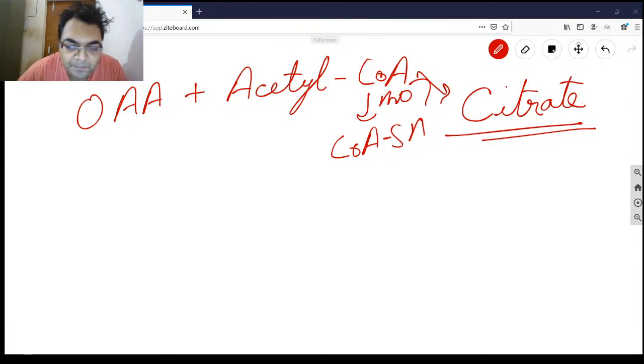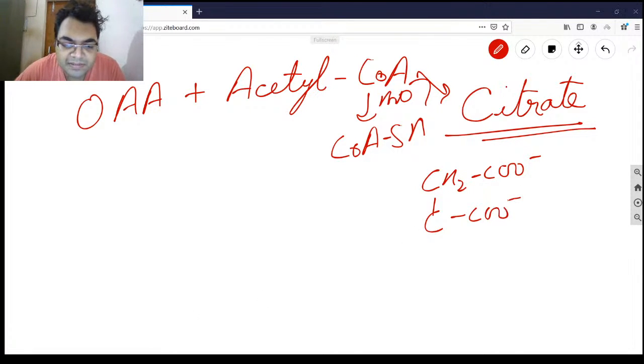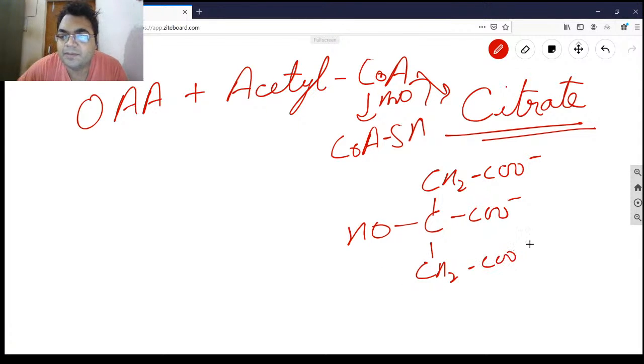We have CH2COO minus, then I can add OH, then the third one I can put again CH2COO minus. How many carboxylic acid groups do you see? You see 3 carboxylic acid groups. That is tricarboxylic acid. That is why it is also known as the tricarboxylic acid cycle.